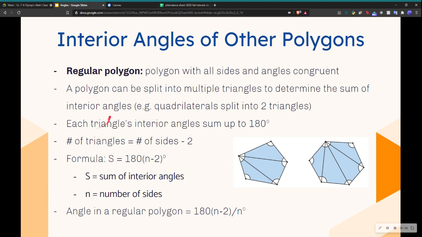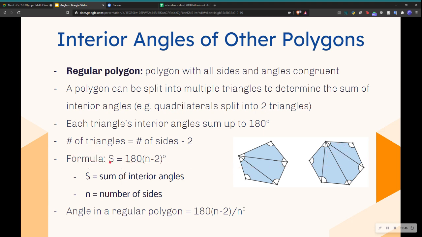And so remember that a triangle's interior angles sum up to 180 degrees. If we find a formula for how many triangles we can form for each kind of shape, the number of triangles would equal the number of sides minus 2. So for a pentagon that has 5 sides, you would form 5 minus 2, or 3 triangles. A hexagon has 6 sides, 6 minus 2, that would give you 4 triangles to make.